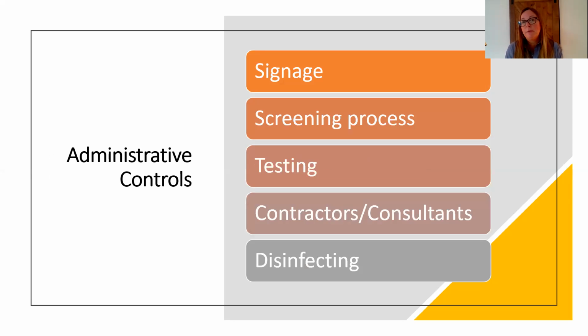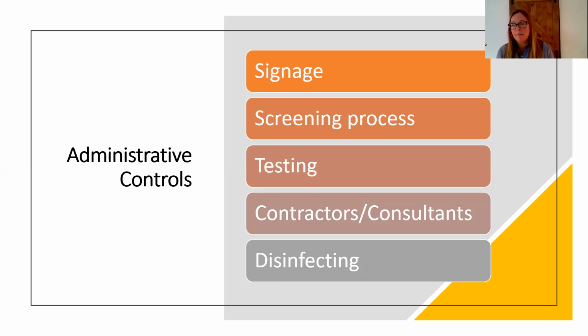Other areas of administrative control: signage. So thinking about signage and the screening process throughout the organization, your different entry and exit portals, that those are signed. Really looking at your testing and making sure what your testing plan is, and that equipment is being disinfected, and hand hygiene. Again, making sure that work areas are free of any clutter and so forth.